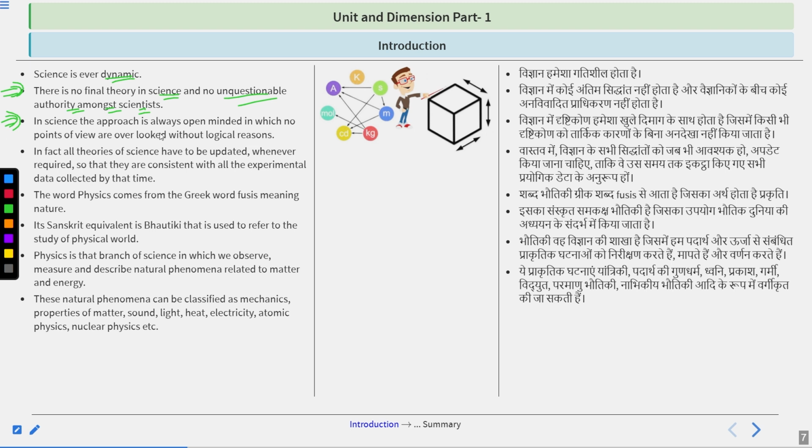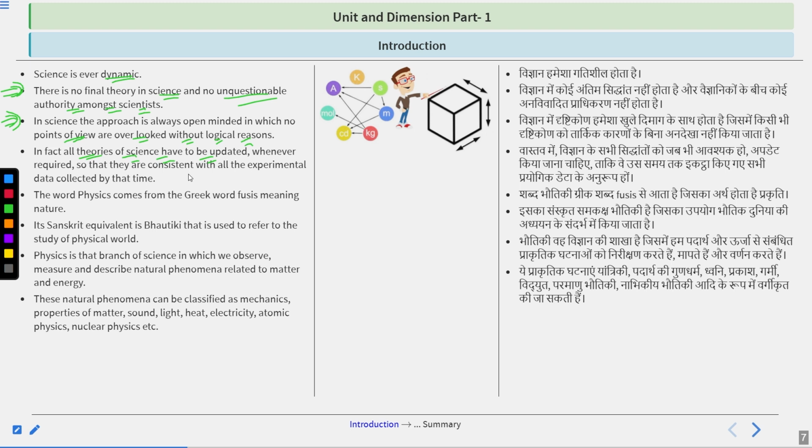In science, the approach is always open-minded, in which no points of view are overlooked without logical reasons. No viewpoint could be discarded without giving the logical reason behind the discarding. In fact, all theories of science have to be updated whenever required so that they are consistent with all the experimental data collected by that time.